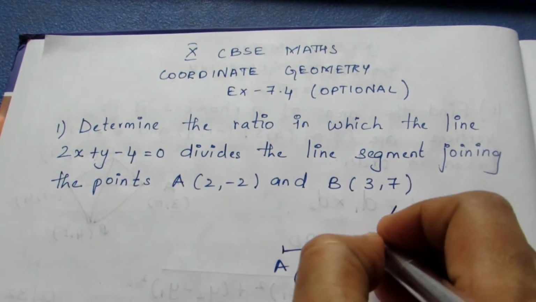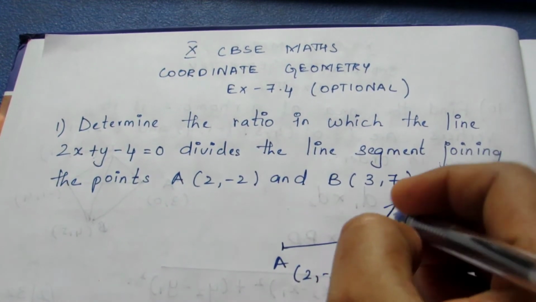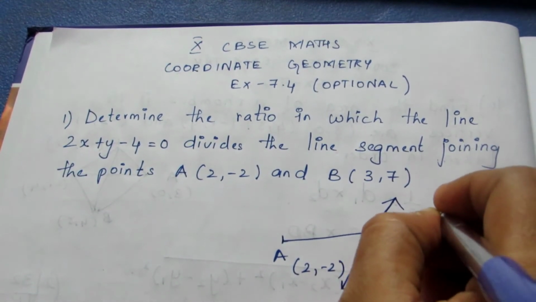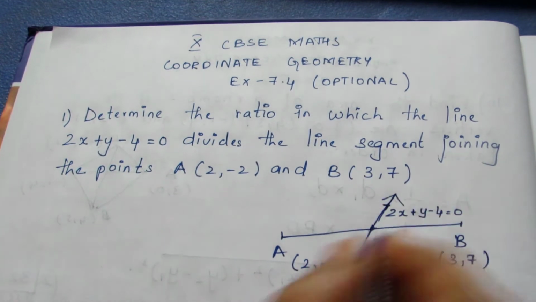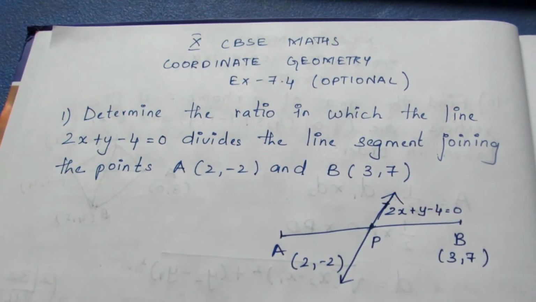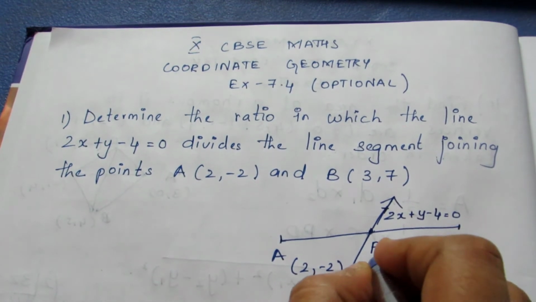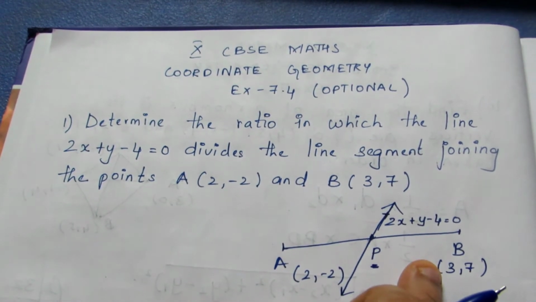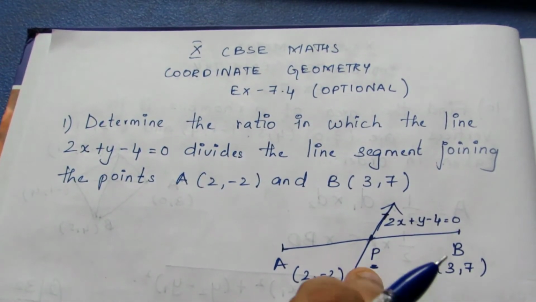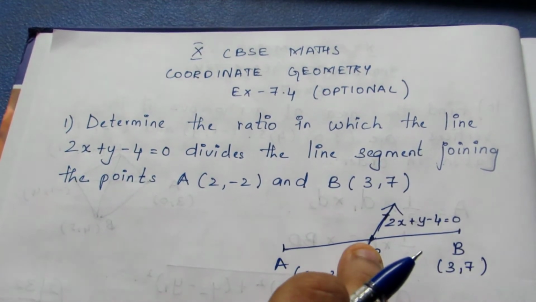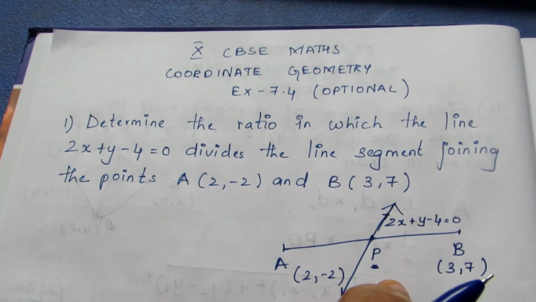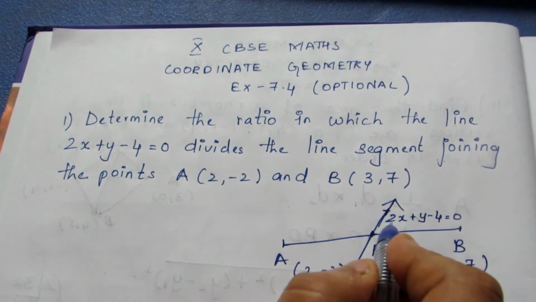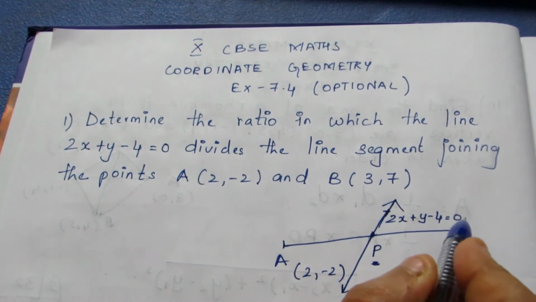There is one line passing through the point P. They have given the equation for this line, that is 2x plus y minus 4 is equal to 0. So we don't know at what ratio the point P divides the line segment. That ratio we need to find, and they have not given the coordinates of P, but they have given that there is one line passing through it with the equation 2x plus y minus 4 is equal to 0.